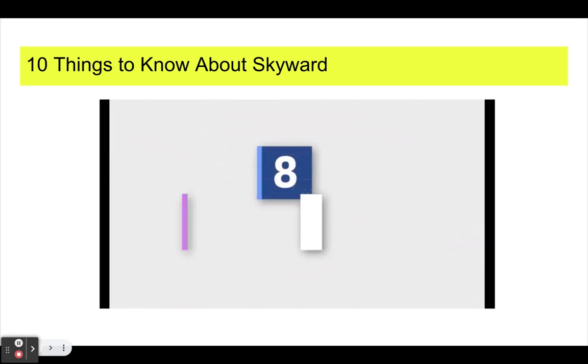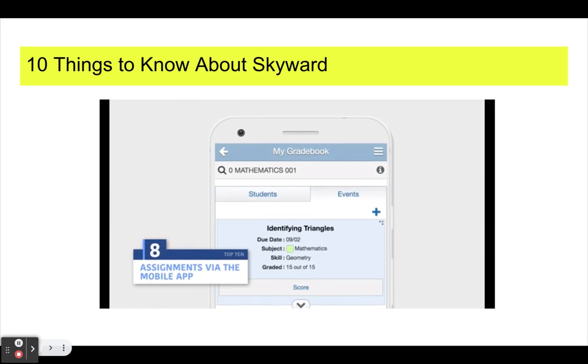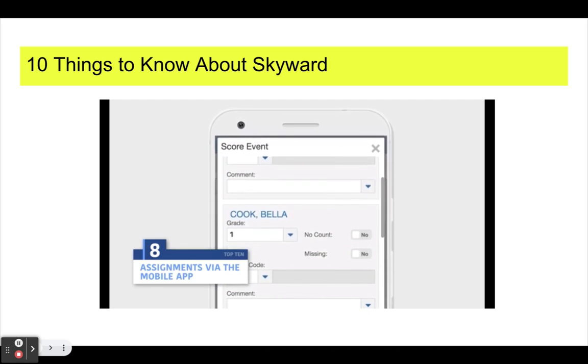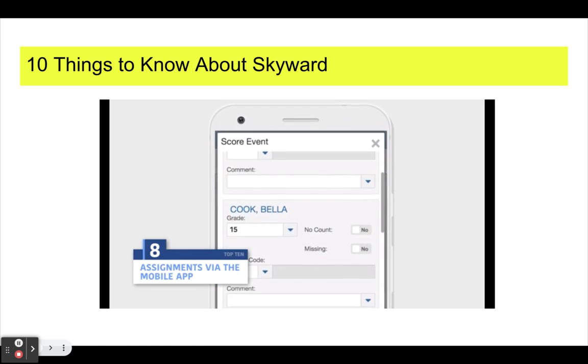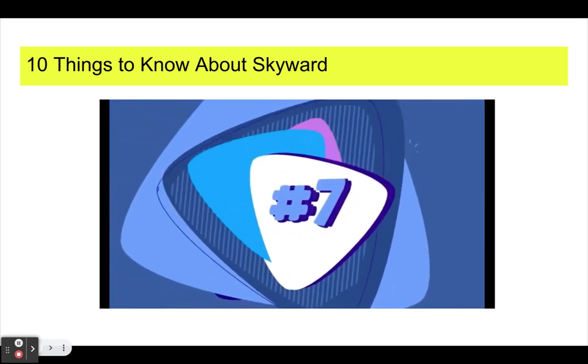Number 8, Assignments via the mobile app. Add and score assignments on the go. You can use your phone or tablet to create assignments and post them for your students. Grading papers away from your desk? No need to wait until later to enter grades. Post them straight from your mobile device as well.